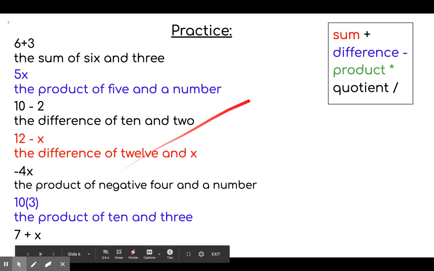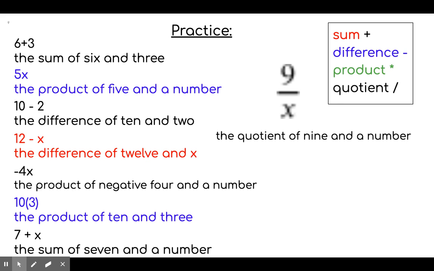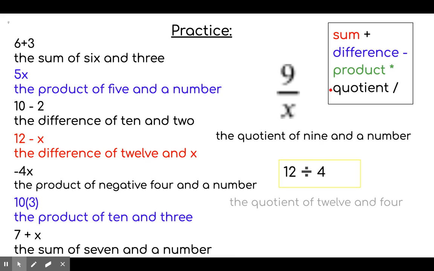7 plus x? Well, we know that will be a sum. That is the sum of 7 and a number. Last few. The quotient of 9 and a number. Here's one we didn't talk about. What symbol is this? This is another way to write division. This is the quotient, a quotient of 12 and 4.